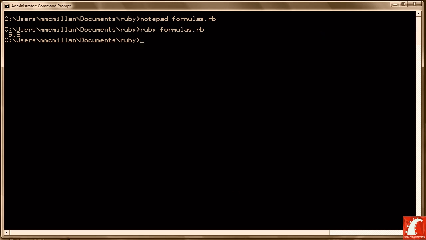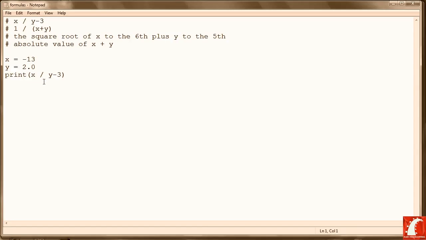So if we go back and look at the formula, it's clear that the division is performed before the subtraction. Again, that's because the order of operations indicates that division comes before subtraction. Let's comment out that particular line. Now let's do the next formula.